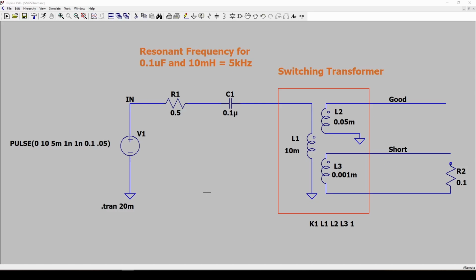So now how is that going to help us determine if there is a shorted winding in our transformer? Well, you can see here we've got a very similar circuit to what we were just looking at, but I've replaced the inductor with the switching transformer that we're going to be testing.